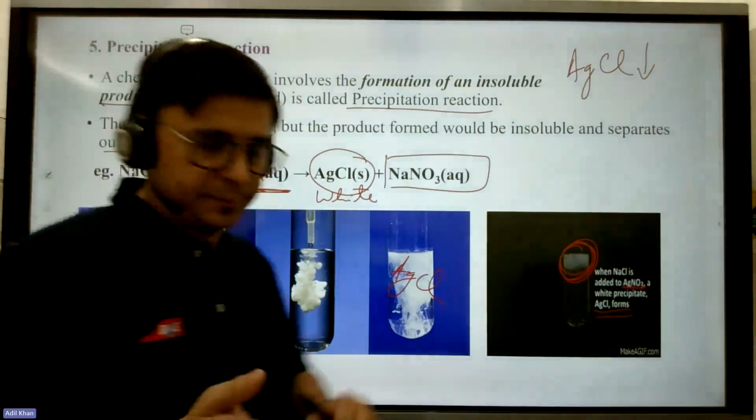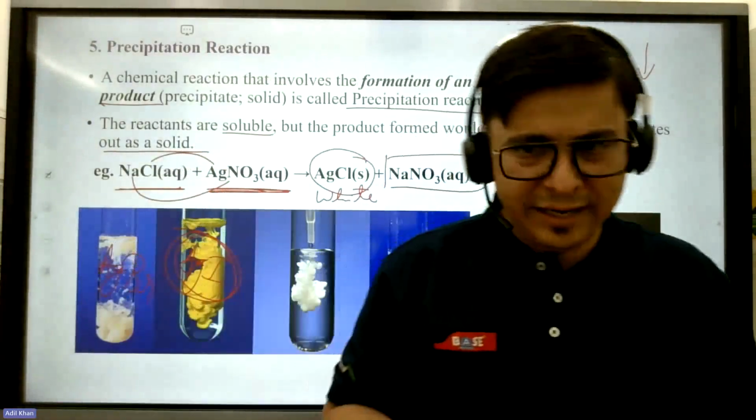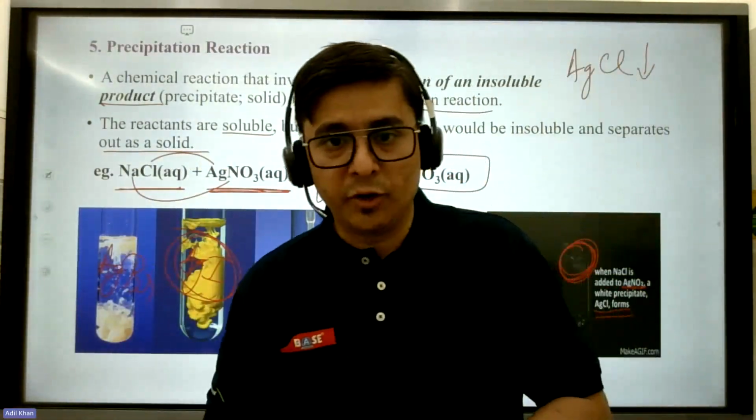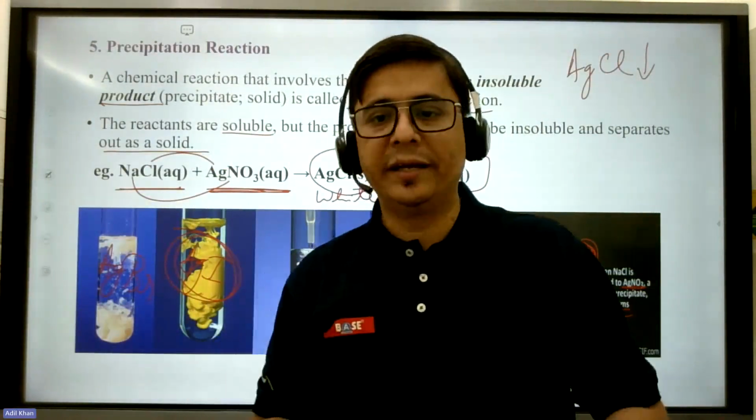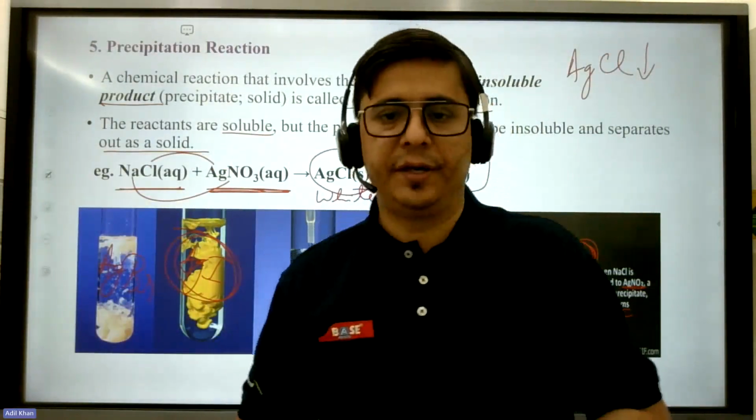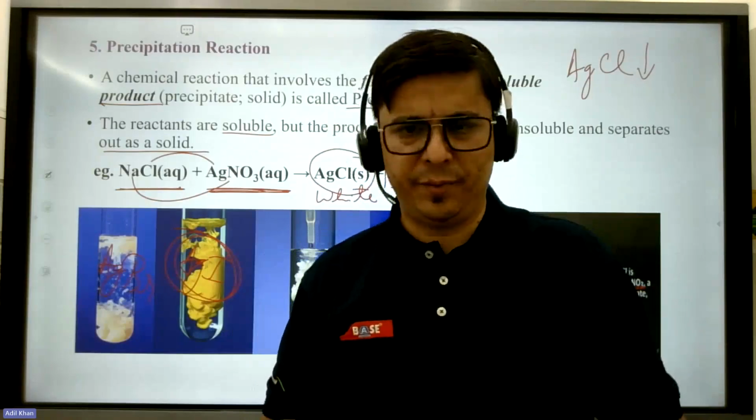There are 5 types of halogens: fluorine, chlorine, bromine, iodine, and astatine. So if you are using chlorine, then it will form a white precipitate. Bromine, pale yellow precipitate. If you're using iodine, it will be a yellow precipitate.